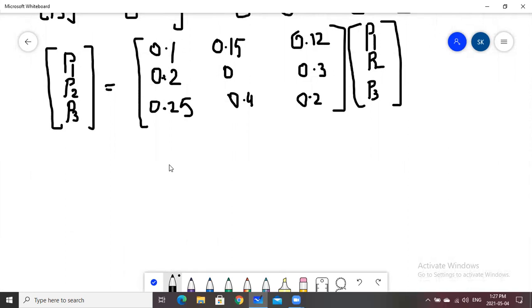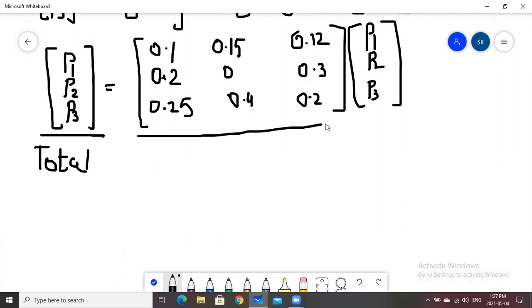Now this P1, P2, P3, the first matrix, is showing the total product that is produced. Total production. What is this particular matrix showing? This is showing the internal demand. This is the internal demand matrix.